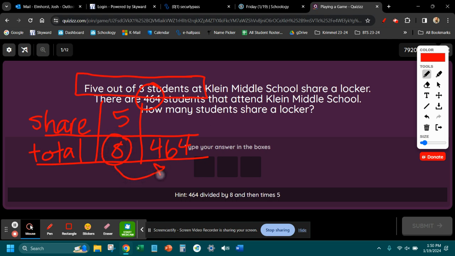If we take a look at our factors, I don't know my factors of 8 times what, so we're going to divide 464 divided by 8. 5 times 8 is 40, and then 8 goes into 64 8 times. Now, this is not your answer. This is just your factor. Now we're going to multiply that by 5 to see what is the missing part. So we got 58 times 5.